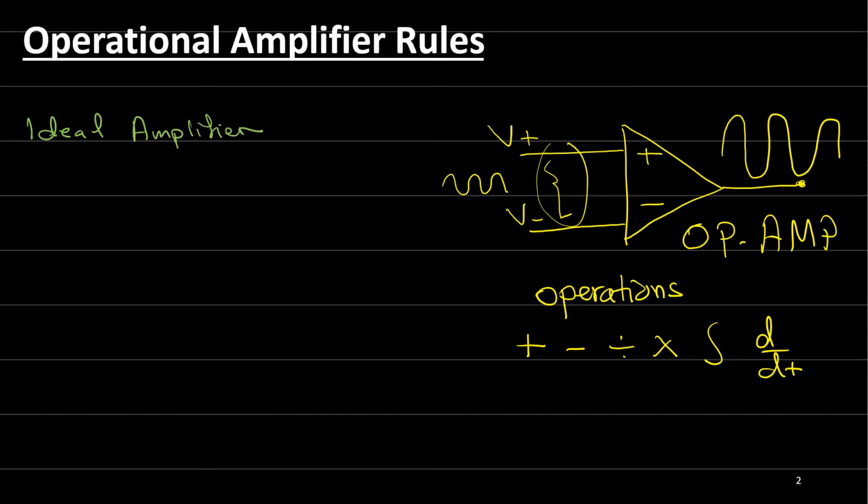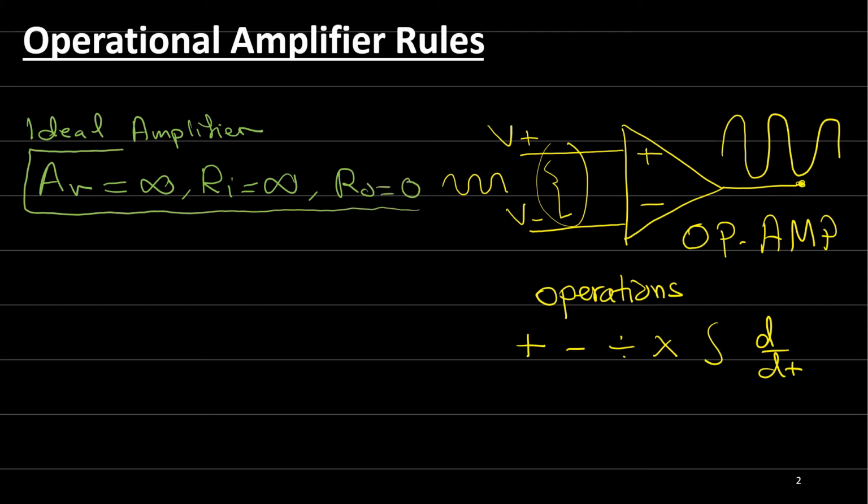So we said that AV, the gain of this amplifier, is equal to how much? This is infinity. And the input resistance is how much? Infinity. And also the output resistance will be how much? 0. So these are for the ideal operational amplifier. And now we have also two rules.